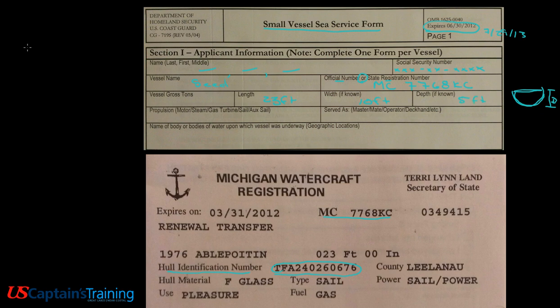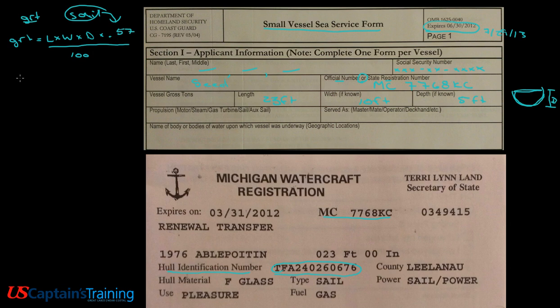So let's do these quick calculations here. This is for gross tonnage. So for gross registered tons, right? What we have is GRT equals length times width times depth times 0.57, all divided by 100. And this is for a sailboat. This is for a sailing vessel, this number here.